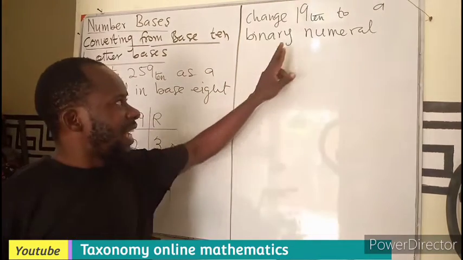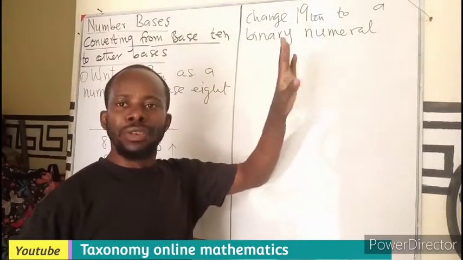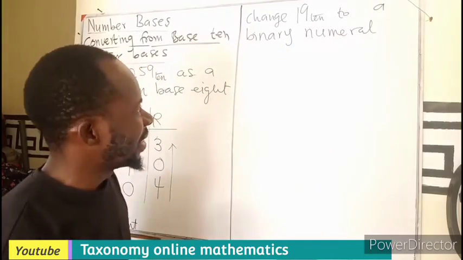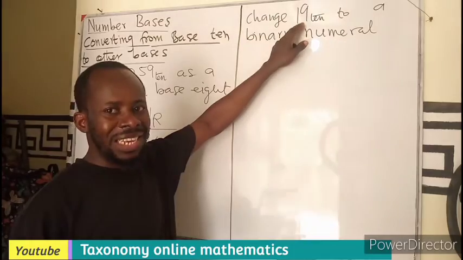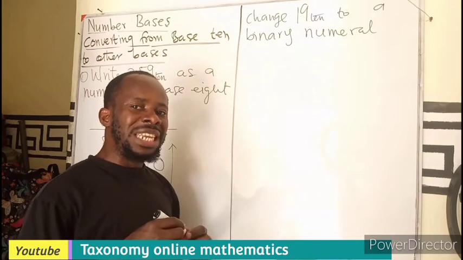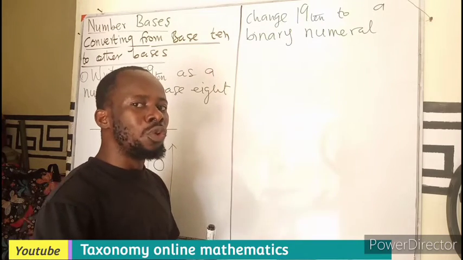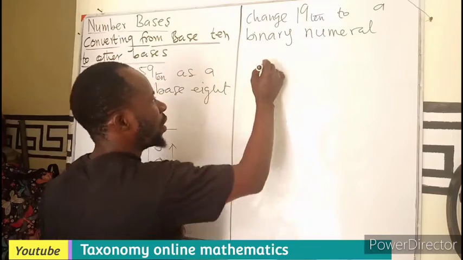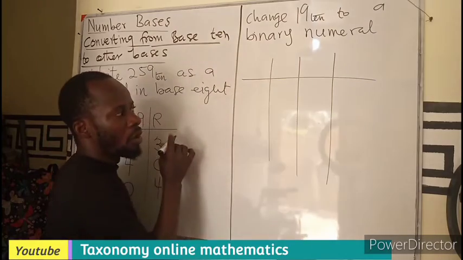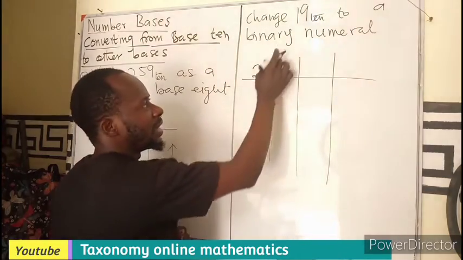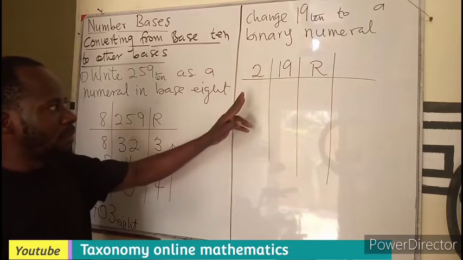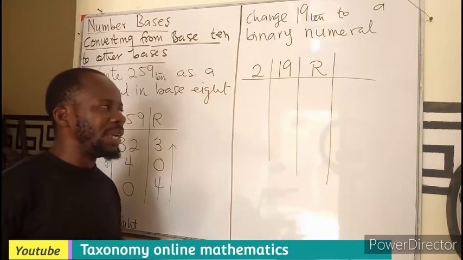Alright, another one. So we are changing 19 base 10 to a number in base 2. Base 2 means binary. Base 10 means decimal numeral. So that simply means that I cannot write 19 in base 2. So I need to use 2 to divide 19 in order to have digits that can be accommodated under base 2, which we know to be 0 and 1. So I have my 3 columns, which is going to be the base 10, which is 19, and the remainder. So now this goes into this. How many times will it divide that?